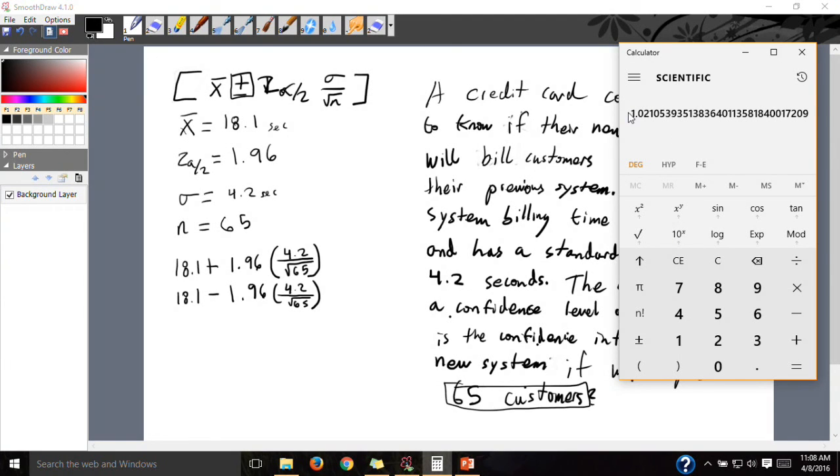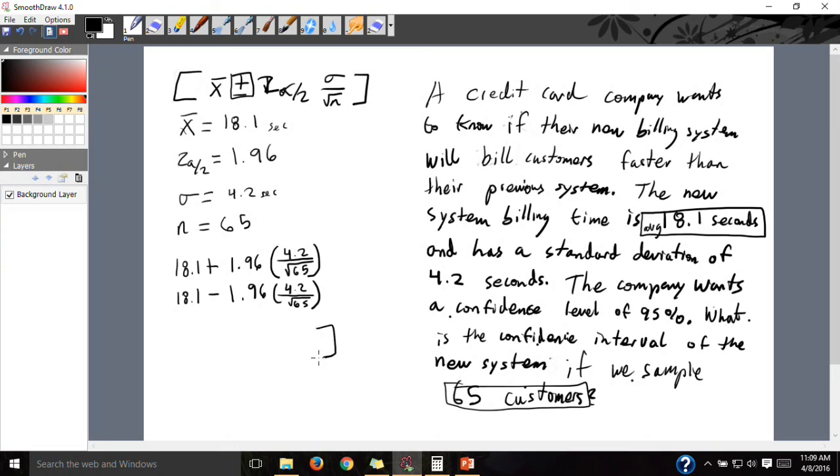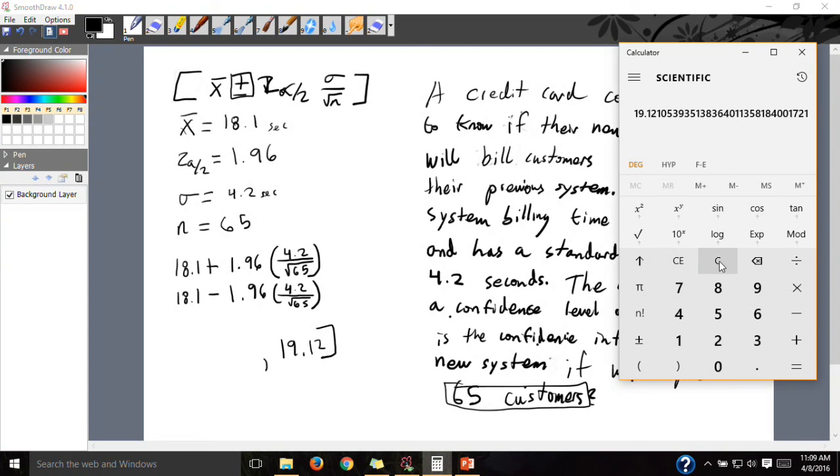So I'm going to copy this value, and now I'm going to add that value to 18.1. So 18.1 plus paste. Okay, so my upper interval is 19.12 seconds. Okay, so I've got to write this in interval notation. Alright, now I need to subtract. So 18.1 minus paste. I get 17, rounded, that'd be 17.08.